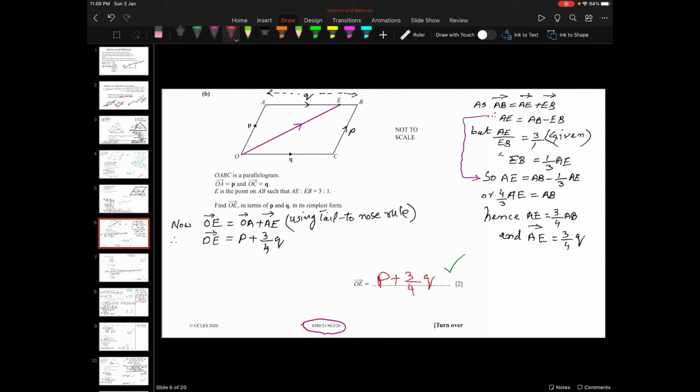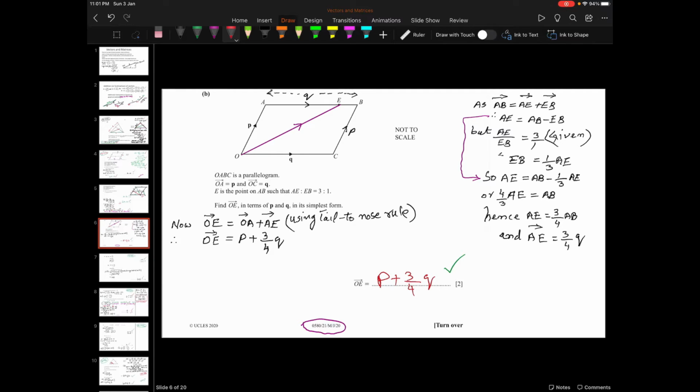In this question, OABC is a parallelogram and vector OA is equal to P and vector OC is equal to Q. E is the point on AB such that AE ratio EB is equal to 3:1. Find OE.